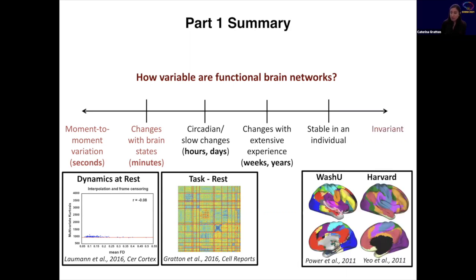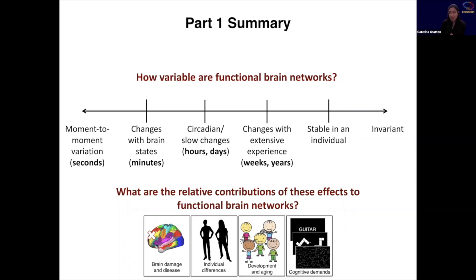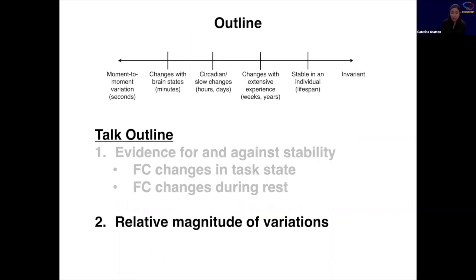Moreover, there's also evidence, introduced at the start of the talk, that functional connectivity can show some degree of invariance across large groups. So can we put these effects together in the same sample to ask how they compare and what their relative magnitude is, and thereby speak to the relative value of functional connectivity to address these different types of applications I introduced earlier? So this brings me to the second part of my talk.